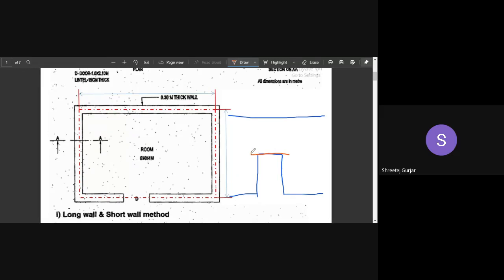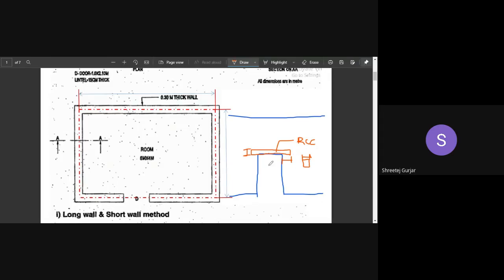So we provide a beam of this kind. This is your lintel, and this is usually made up of RCC. This has a cross section like this, and the thickness of this is usually the thickness of the wall, the same thing. And the height is usually 150 mm, and the bearing is also 150 mm. Remember, these are the specifications of the lintel.